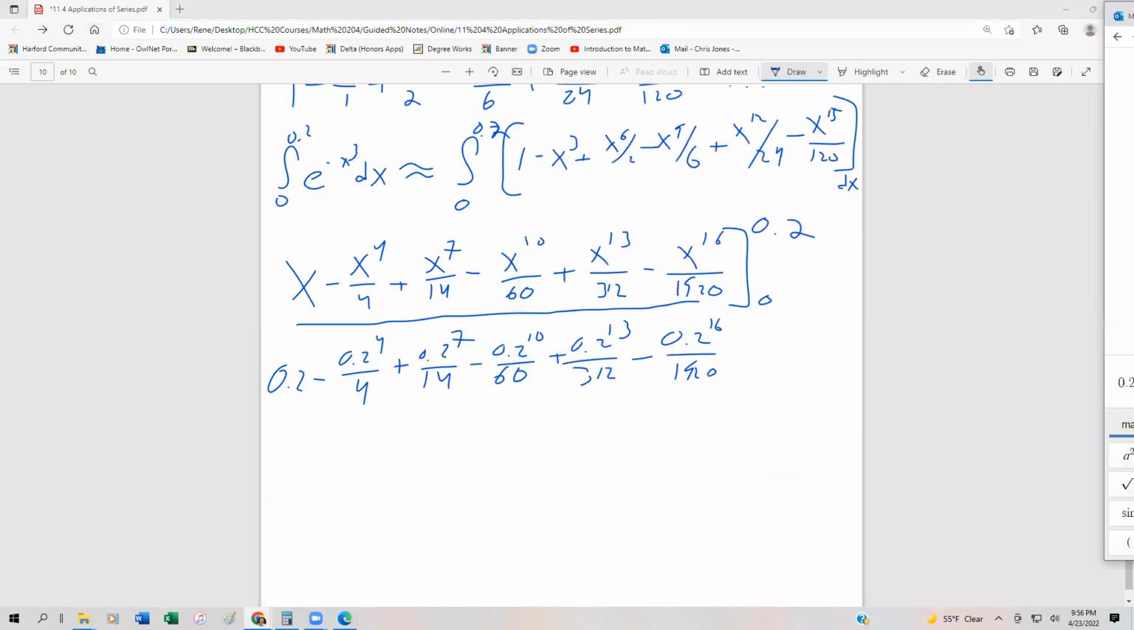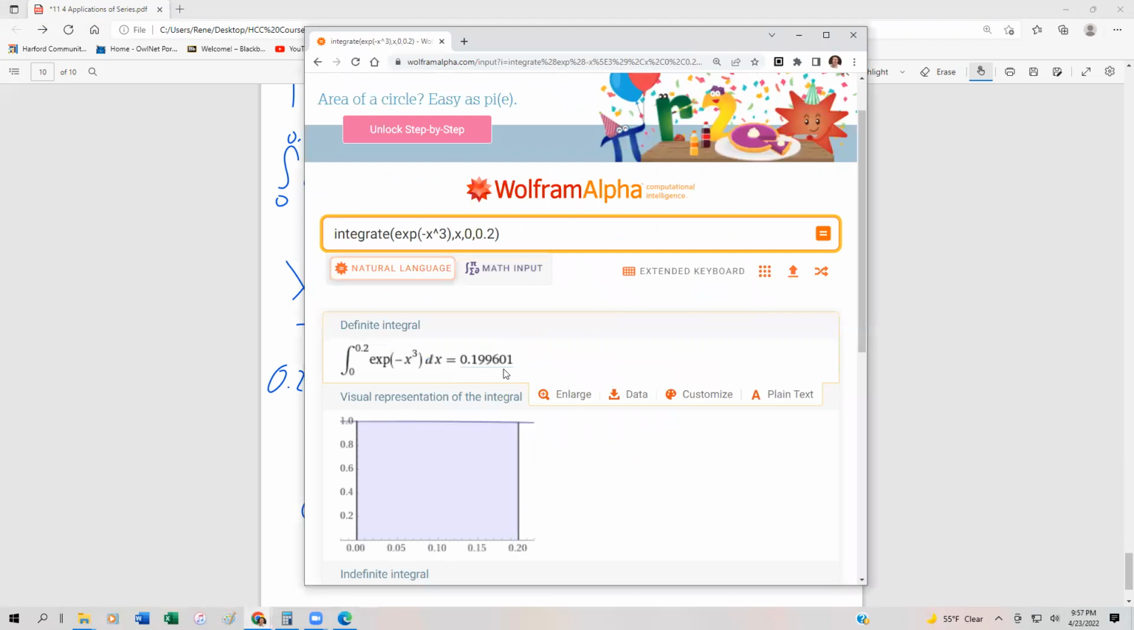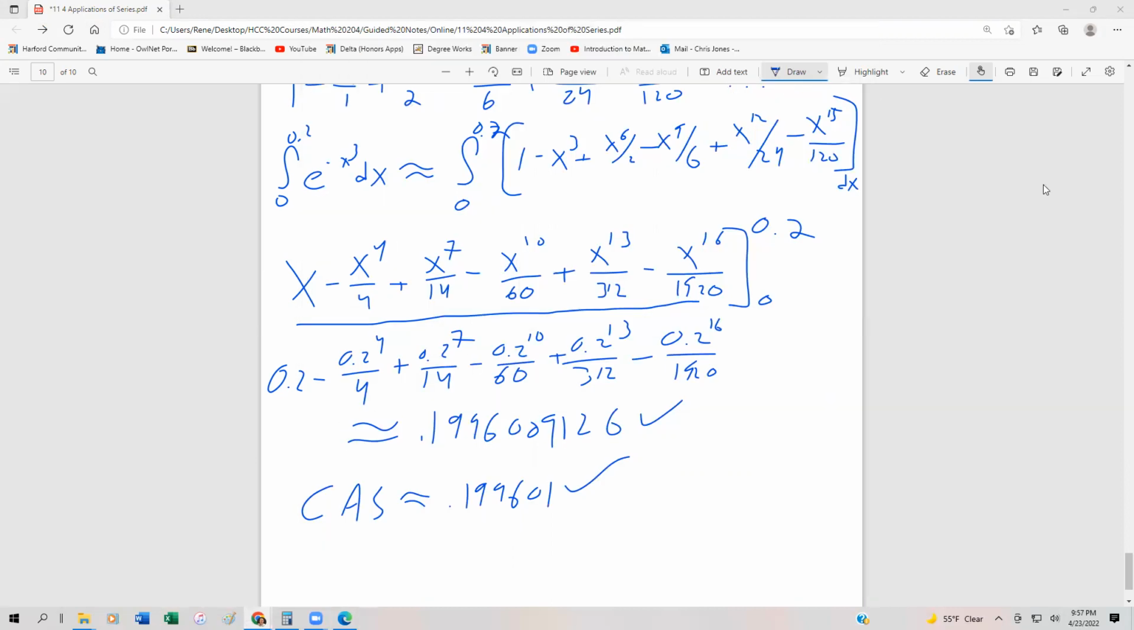So this is approximately 0.1996009. Our computer algebra system gave us 0.199601. So that's really, really close. And remember, the computer algebra system is just rounding it off to 6 decimal places. So we can say that we're done with this. That's how we can use power series to evaluate, or at least approximate, our definite integrals. And the good news is we're finally done with power series for a while.